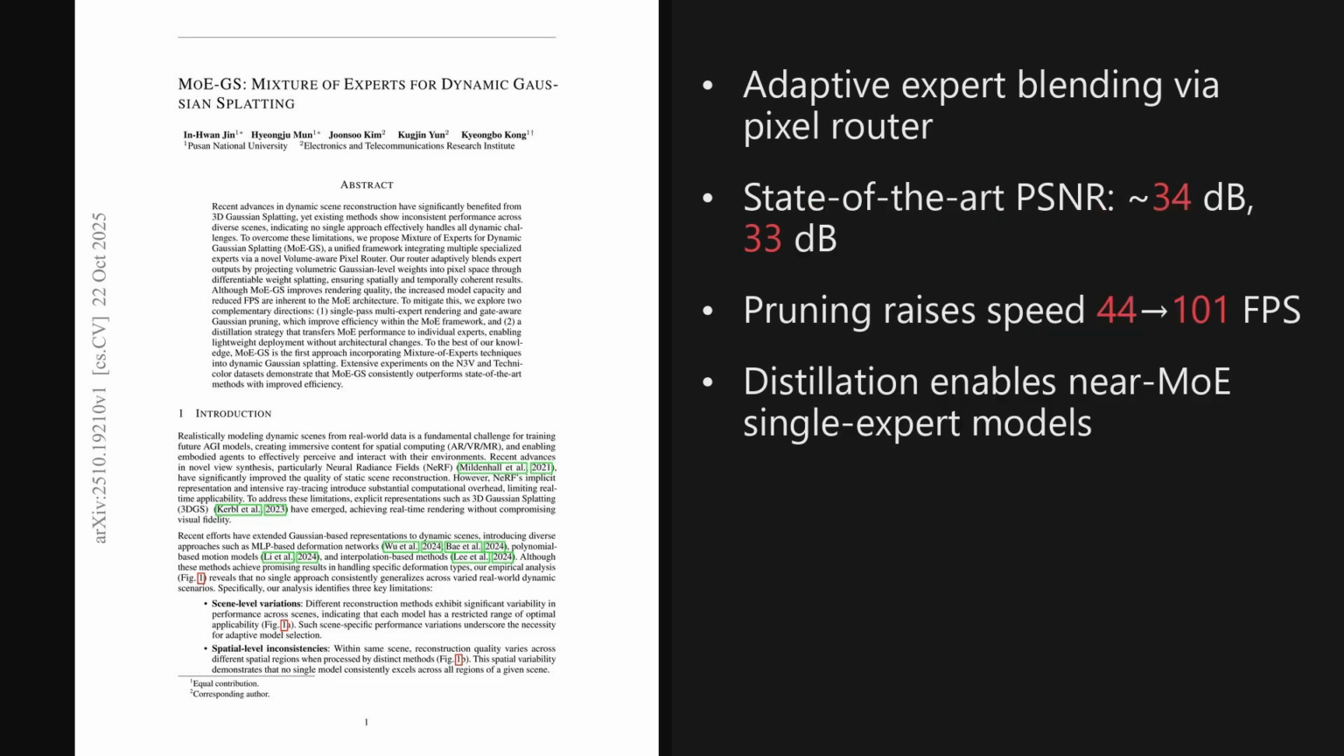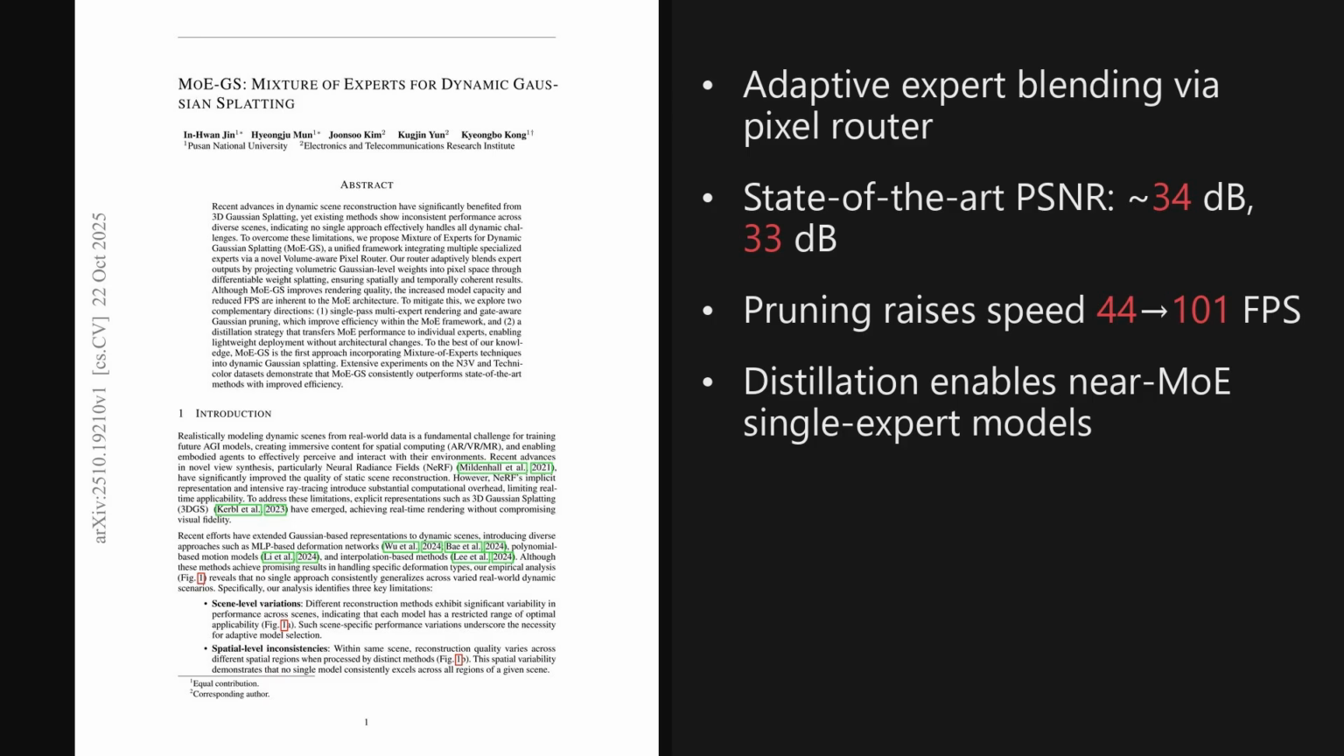I'm Alex. Today we're looking at a paper trending on X, published on October 22, 2025, about 2 days ago. The big idea is a mixture of experts for dynamic Gaussian splatting that uses a volume-aware pixel router to blend specialized models, delivering state-of-the-art average results and robust reconstructions across diverse scenes. The paper is titled MoE-GS, Mixture of Experts for Dynamic Gaussian Splatting, and as we'll see later, the implications for both quality and speed are quite significant.